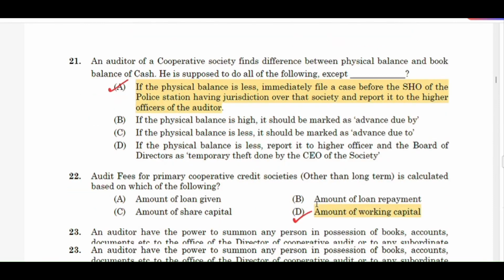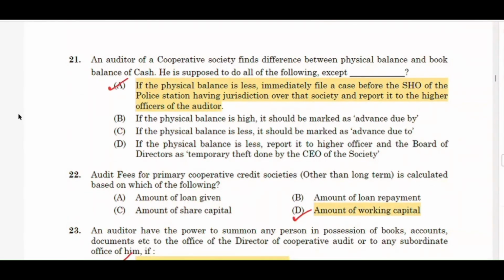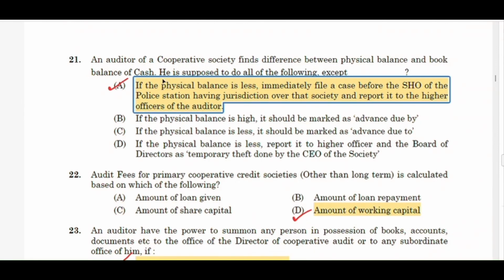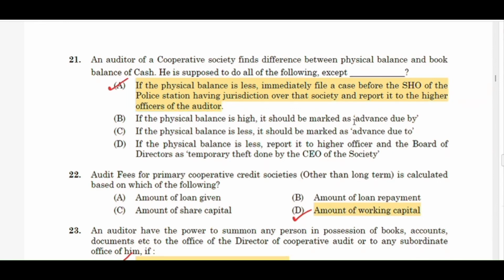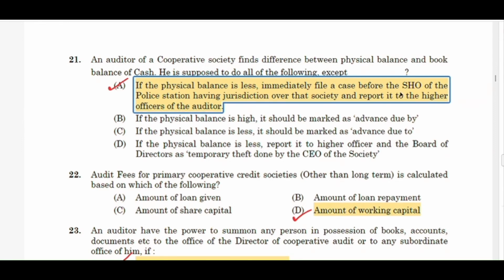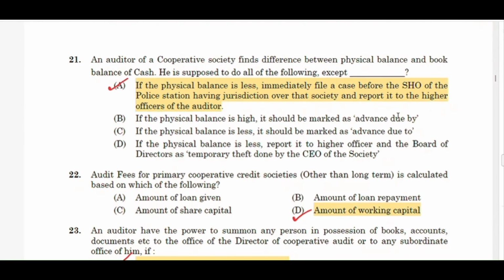Next question, an auditor of a cooperative society finds a difference between physical balance and book balance of cash. He is supposed to do all of the following except what? Answer is option A. If the physical balance is less, immediately file a case before the SHO of the police station having jurisdiction over that society and report it to the higher officers of the auditor.